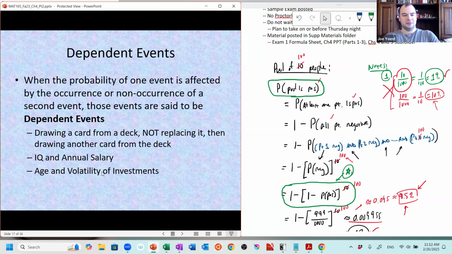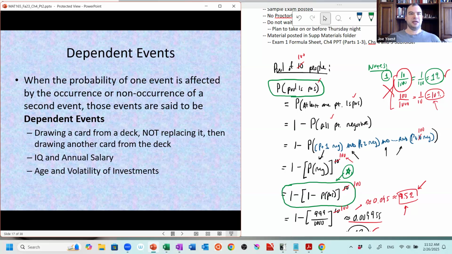Or something like a person's age and the volatility of their investment portfolio. As people get older, they tend to opt for safer investments. When you're in retirement, you're more concerned with having stability of your investments so that you can draw from it kind of dependably year over year. But when you're younger, you're not really looking at drawing from it anytime soon. You can tolerate a little more volatility.